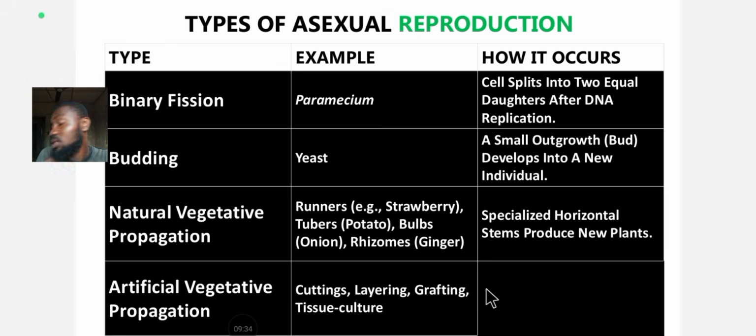And how is it done? Like I said, it's just through this process. The parts of the plant are cut, layered, or grafted. I said you cut one part and you transplant it into another part. That's what grafting of plants is. And also tissue culture. All these are artificial methods of vegetative propagation.